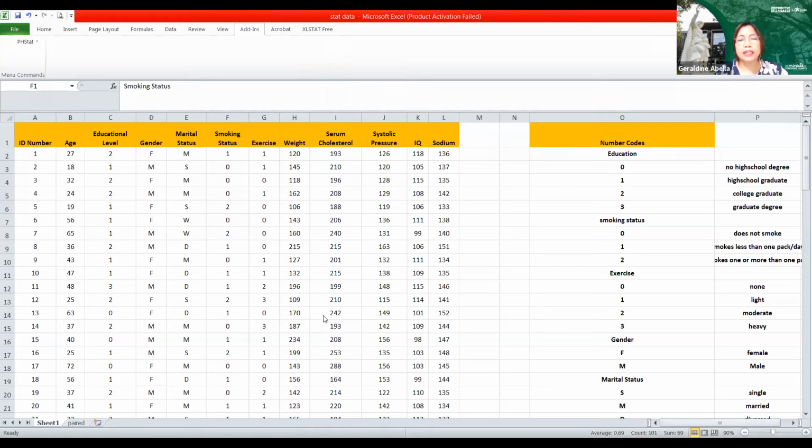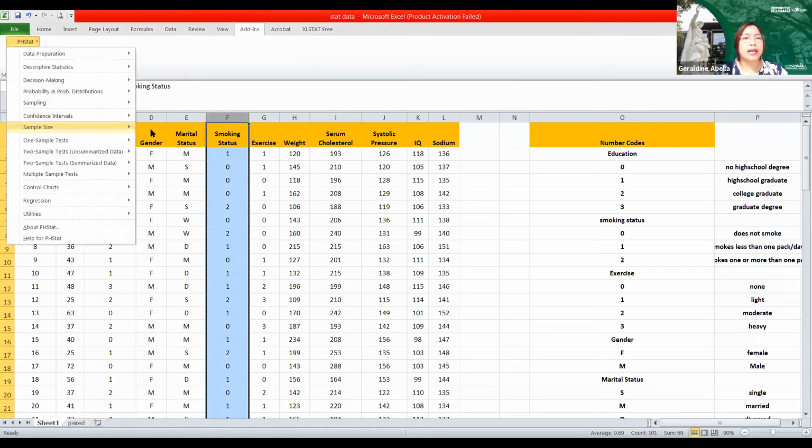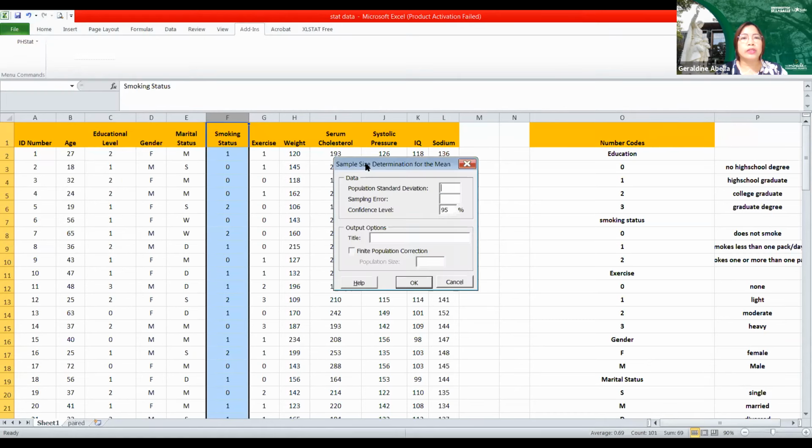So these are the data that we are going to use later as I run the different common statistical tests. But for now, as what I've said, how are we going to use PH-stat in computing for the sample size? So when you see this ribbon in your Excel, it means that PH-stat is already successfully installed in your spreadsheet. So click PH-stat, go to sample size, and click determination for the mean. And we're going to put in the values.